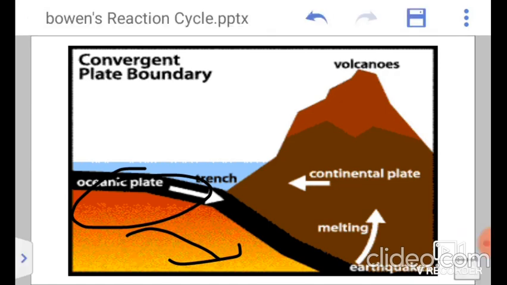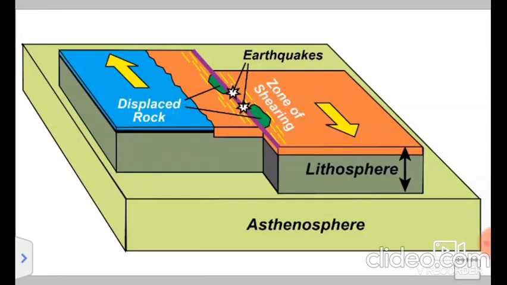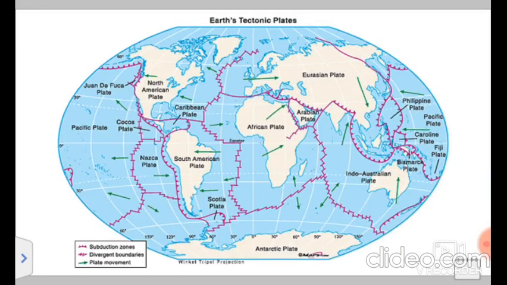Now moving back to our question, why oceans are dense? You'll get to know this by the end of this video. And the last one is transform plate boundary, where the two plates slide past each other. So the entire world is divided into several major plates, minor plates, and sub-minor plates.